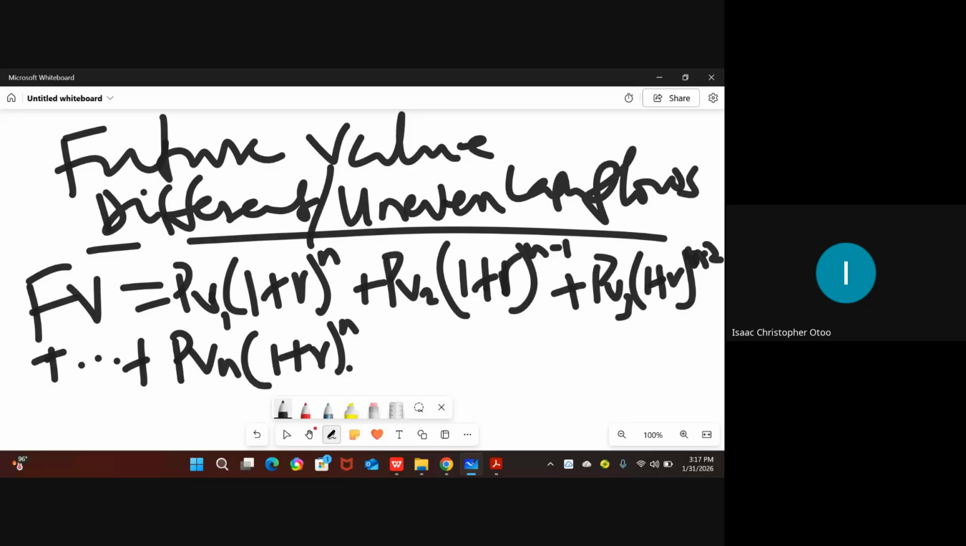You may ask me, n means the number of years that the investment is traveling. If it's going for 5 years, then for the first one, n is 5 minus 1, so we get 4. Here 5 minus 2, we get 3. The next will be 5 minus 4, and we add it to the last one. Any question?